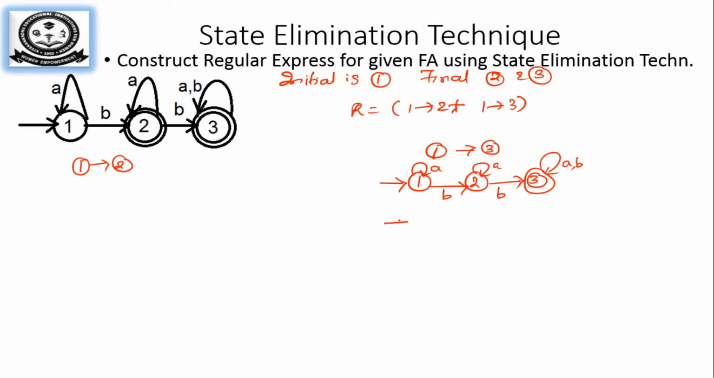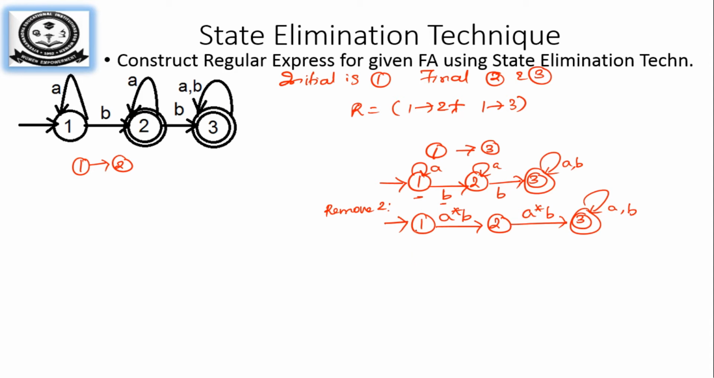First we will remove 2. So we are going to remove 2 from this. What I'm going to do here is first the self transition. So from 1 to 2 I'm going to remove the self transition of 1 and then B. So I will write it as A star B here. Then 2's self transition and B is going to be removed. So I will write it as again A star B with the self transition A comma B.